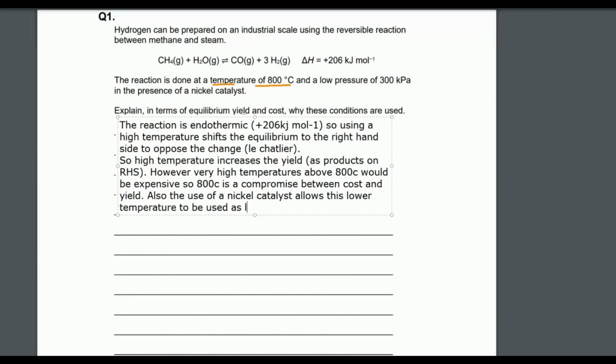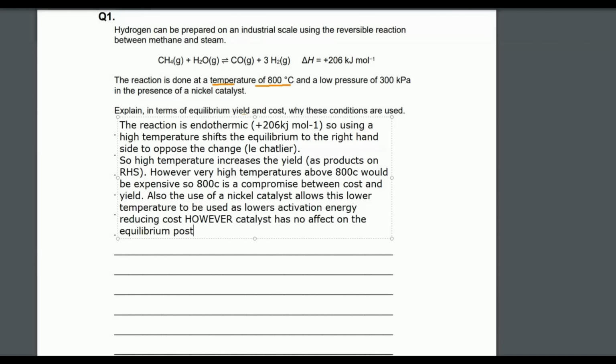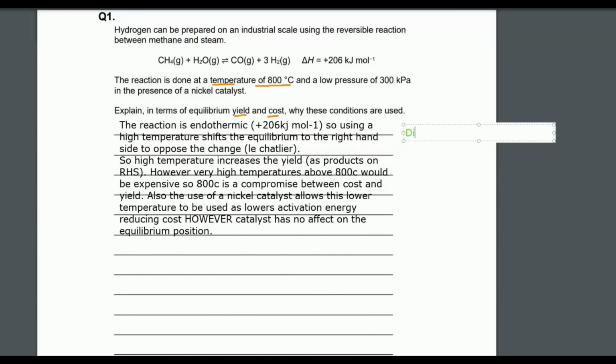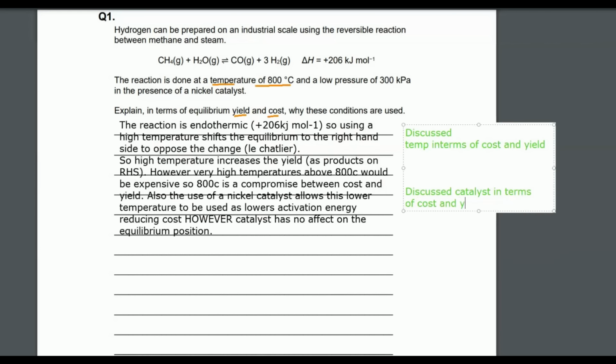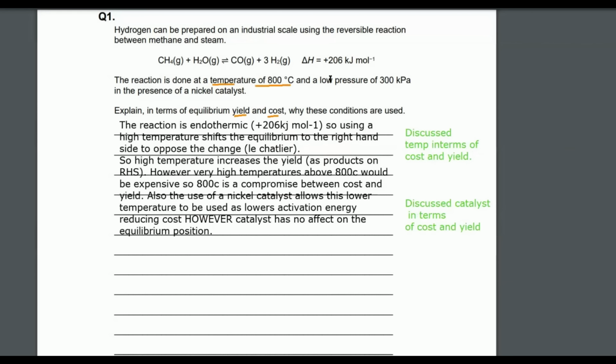Now we could actually link into the third point, which is the nickel catalyst, because if you use a nickel catalyst, you lower the activation energy, which also helps you not have to use such a high temperature to make that compromise, because with lower activation energy you don't need such a high temperature, so you're going to save on money. However, the catalyst has no effect on the equilibrium position. We need to mention that catalysts do not affect the equilibrium position. They won't directly affect the yield, but they will lower the activation energy, which will reduce cost, and it will increase the rate of reaction.